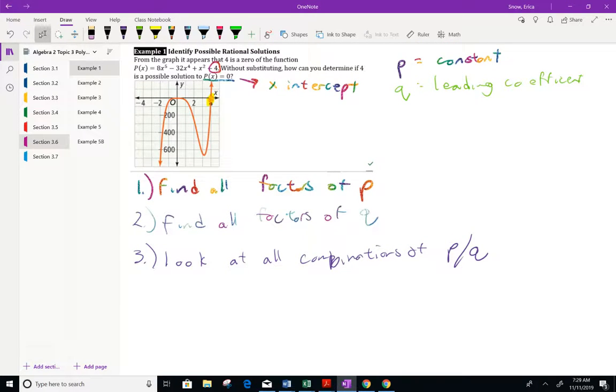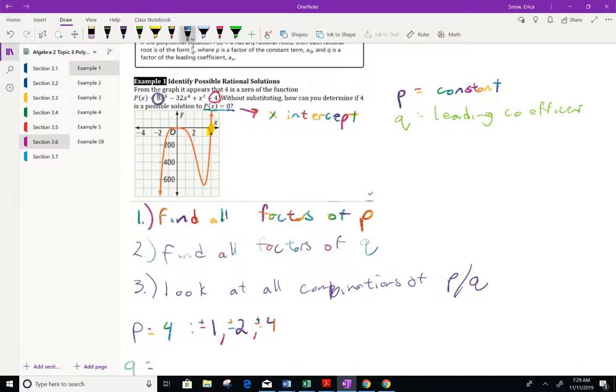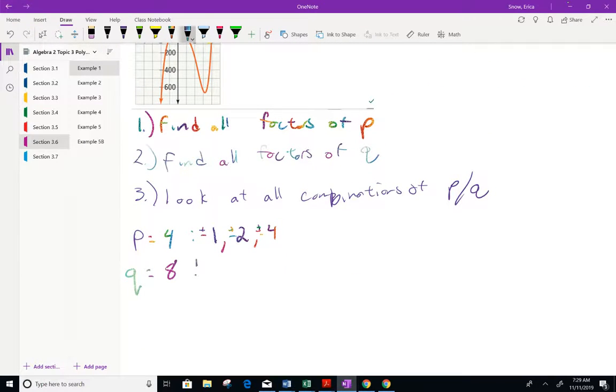So if we look at this equation, our p is 4. So all the factors of 4 are 1, 2, and 4. And it's also the positive and negative of all of those. So plus or minus 1, plus or minus 2, and plus or minus 4. And then we have all of our factors of q. Q in this case is 8. That's our leading coefficient. And so all our factors of 8 are plus or minus 1, plus or minus 2, plus or minus 4, and plus or minus 8.